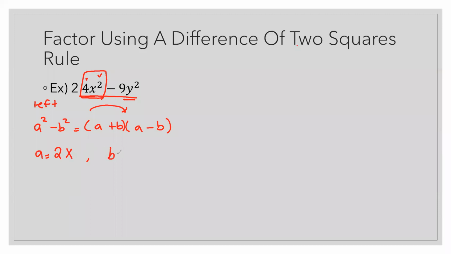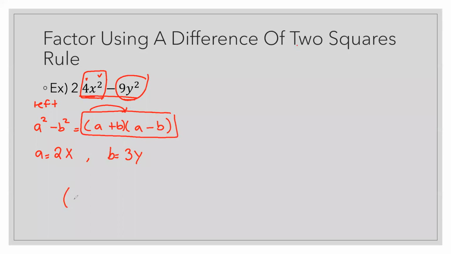And then your b is related to the second term, 9y squared. So just like a, we need a number and a letter. So start with the 9. What number when squared gives you 9, or what number times itself twice gives you 9? That would be 3. And then y squared. What letter when squared gives you y squared? Just y. Okay, so once you have your a and your b, which is the hardest part, make it look like the right.